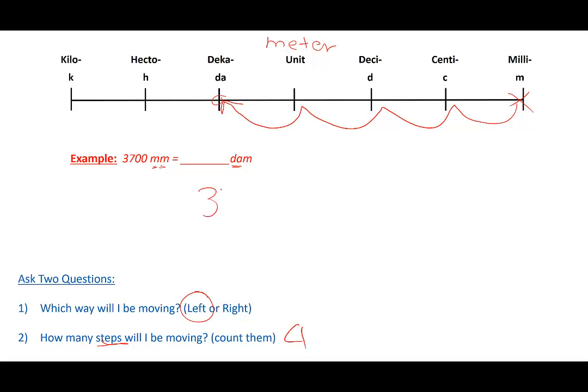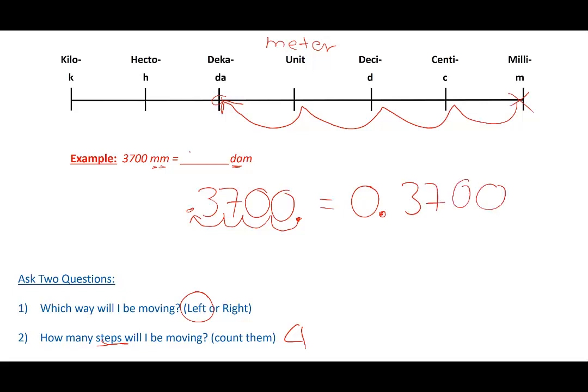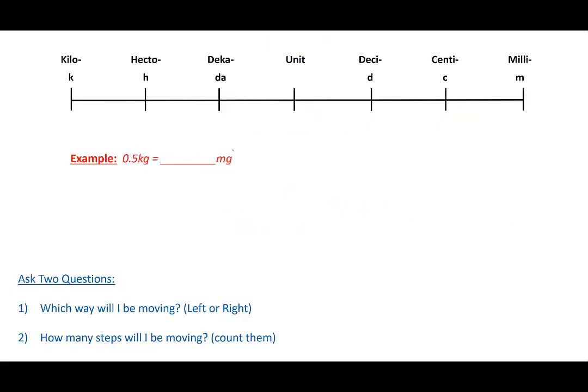So I'm going to write my number here, 3,700, and there's an invisible decimal point behind that last zero. I'm going to move it 4 steps to the left. 1, 2, 3, 4. And so the answer, when I clean this up, is 0.3700, or simply 0.37 decameters.